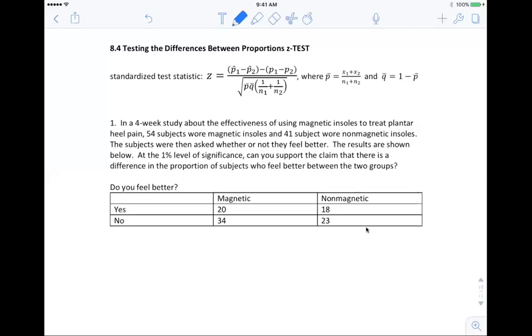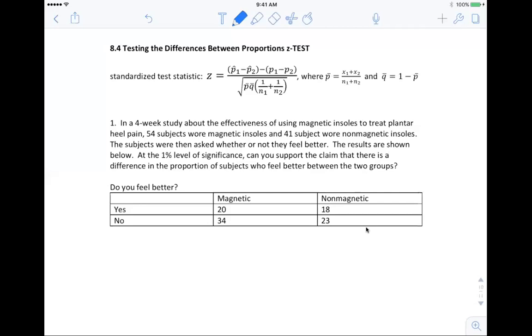Hello there. We're going to do 8.4. This one is on testing differences between proportions, and it's going to use the z-test. This one sticks out because there's no mention of standard deviations or means. It's all about proportions, and there'll be two of them that you're comparing.